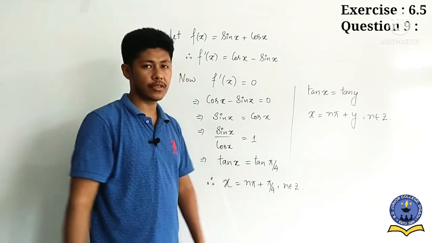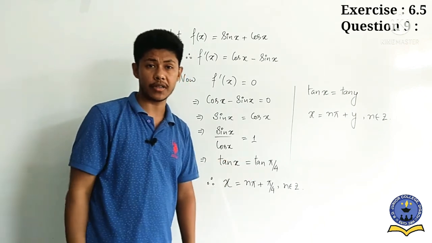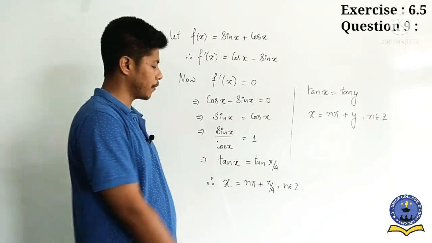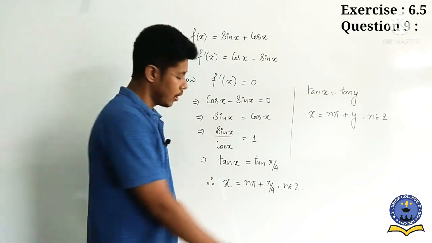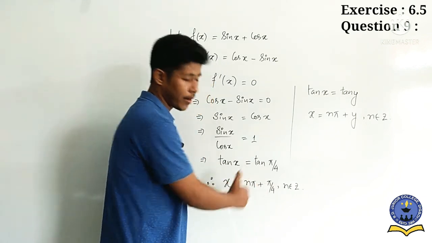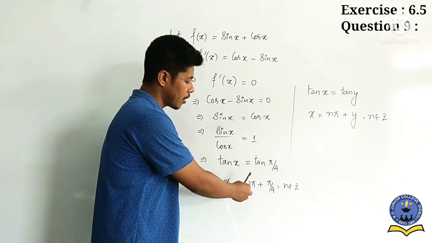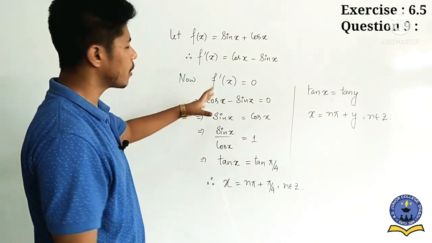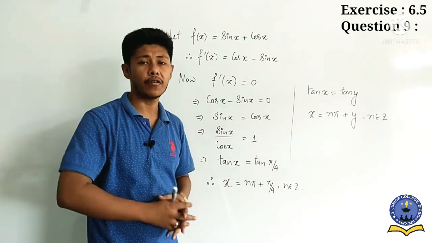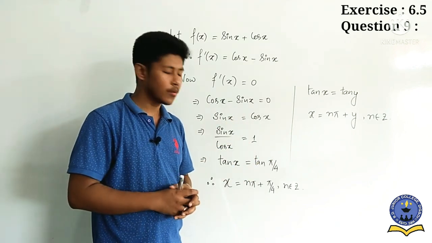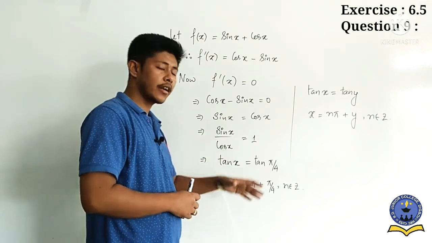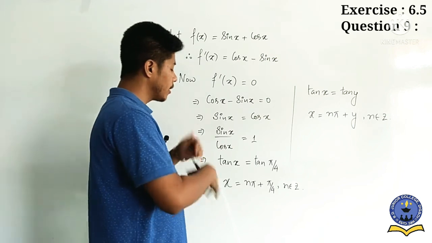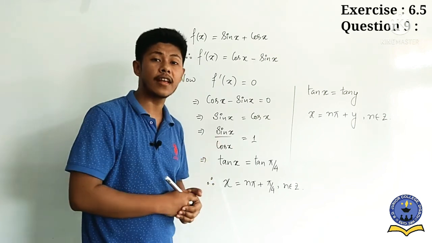So here n belongs to Z, but we consider only the positive integers. Why? If we take the negative integers, what happens? If we take n equal to -1, we get minus pi plus pi by 4, which gives a negative value. In this question we have to find the maximum value, so in this case we have to consider only the positive values. Later on, in more detail, we will see why we take only the positive values.